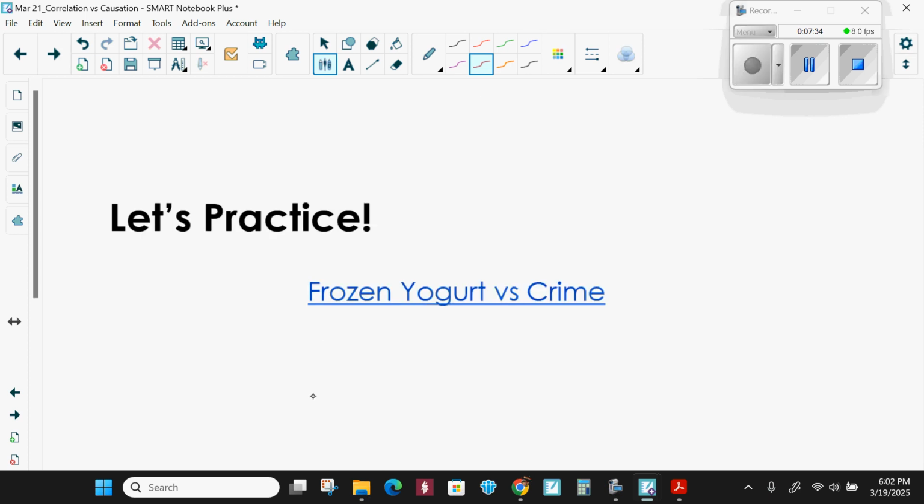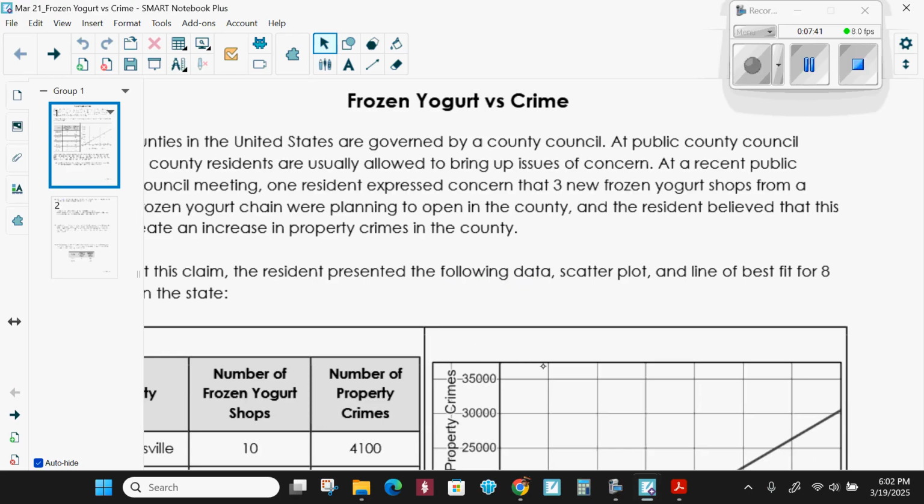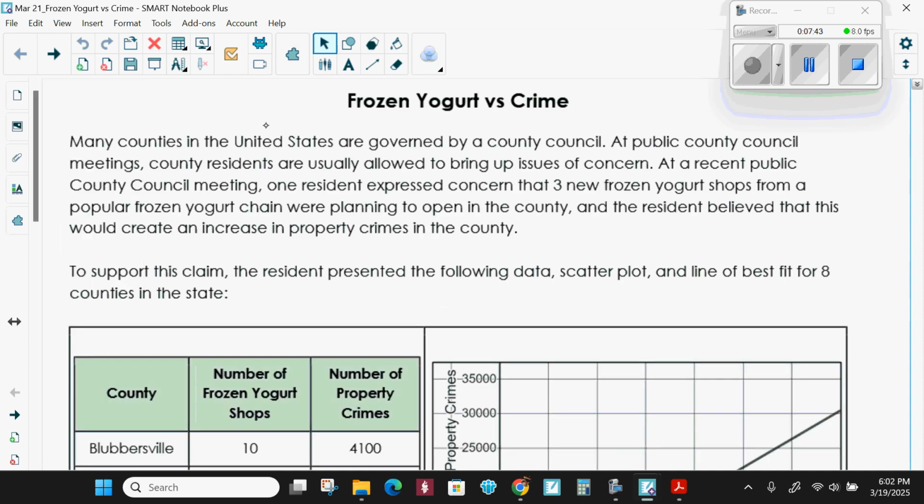Okay, so let's look at your practice sheet today. Here it says many counties in the United States are governed by a county council. At public council meetings, county residents are usually allowed to bring up issues of concern.